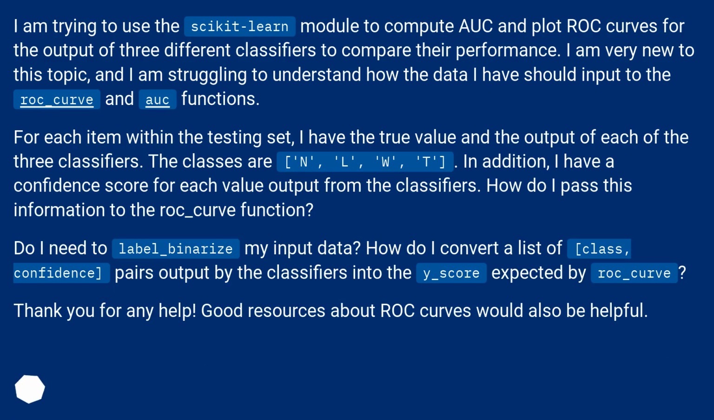I am very new to this topic, and I am struggling to understand how the data I have should input to the roc_curve and AUC functions.